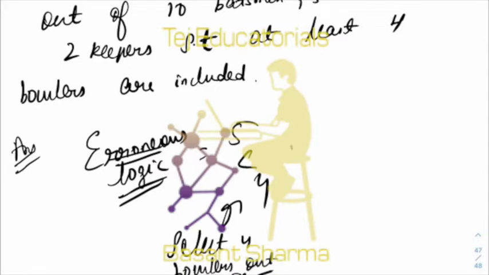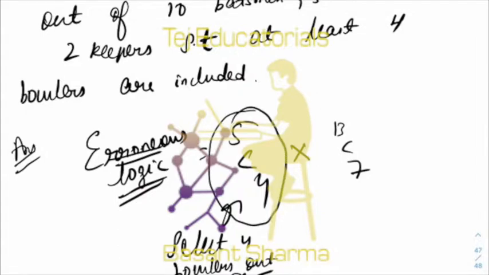Okay, and then argue that out of the total, you have 10 batsmen, 5 bowlers, 2 keepers, so you have total 17 people. Now once you have selected 4 bowlers out of 5, you have 13 people remaining. From those 13, select 7. The logic that we are trying to implement here is, once you have selected 4 bowlers out of the 5, now you can select any number of people from the remaining 13 players.